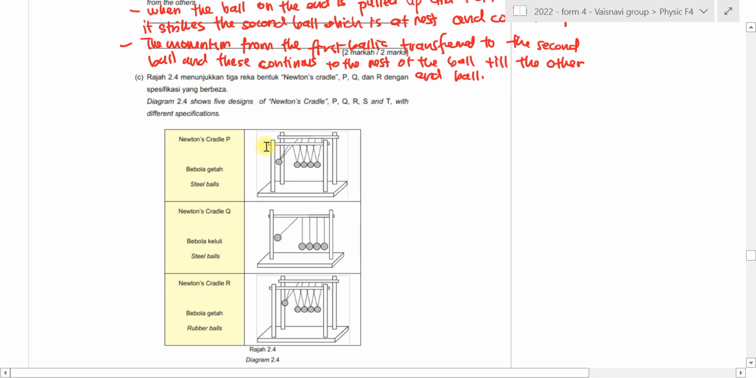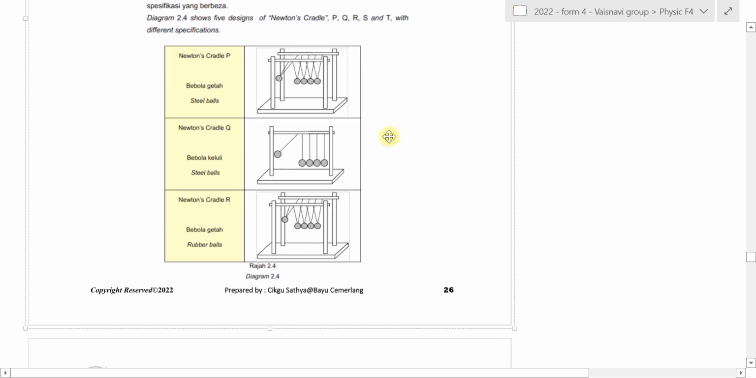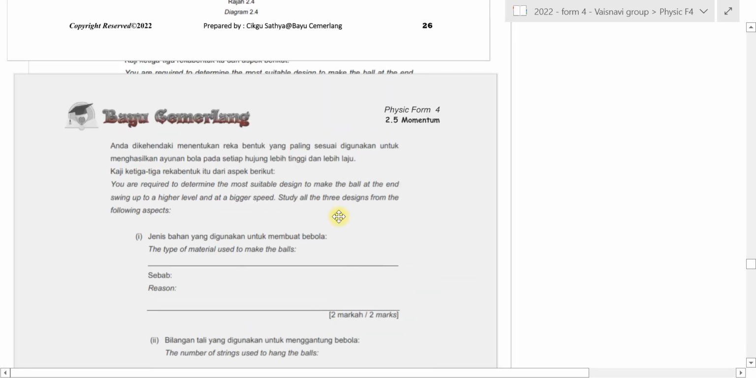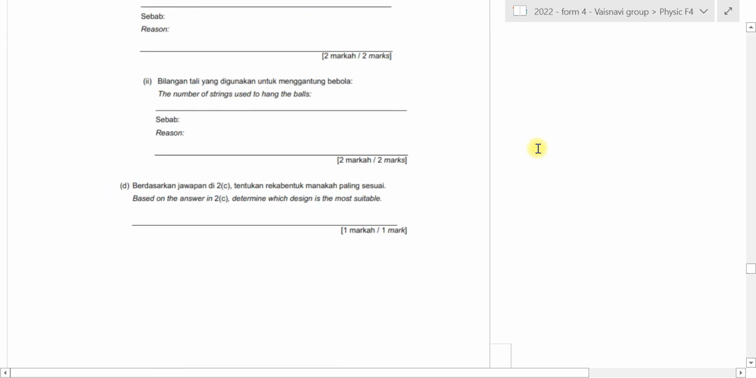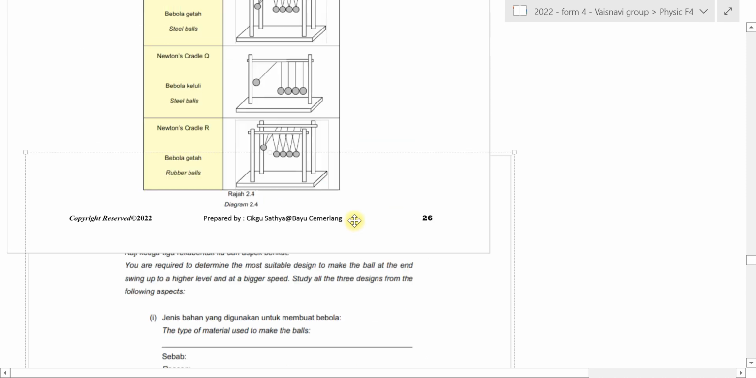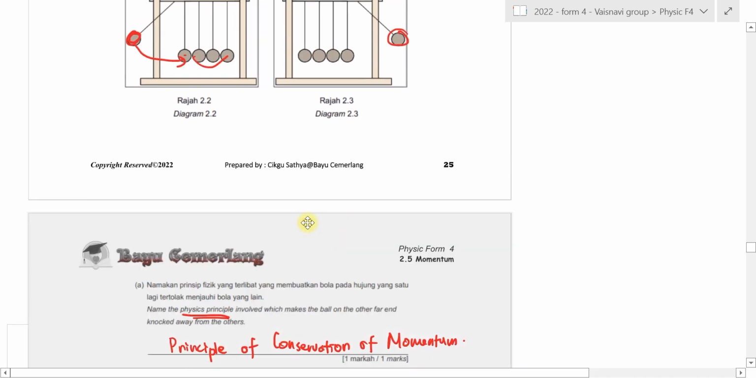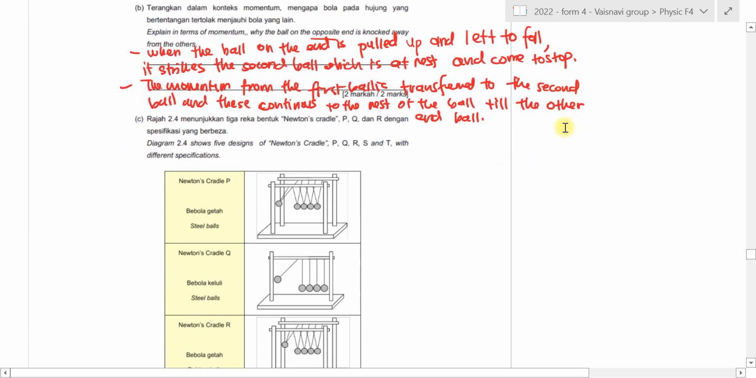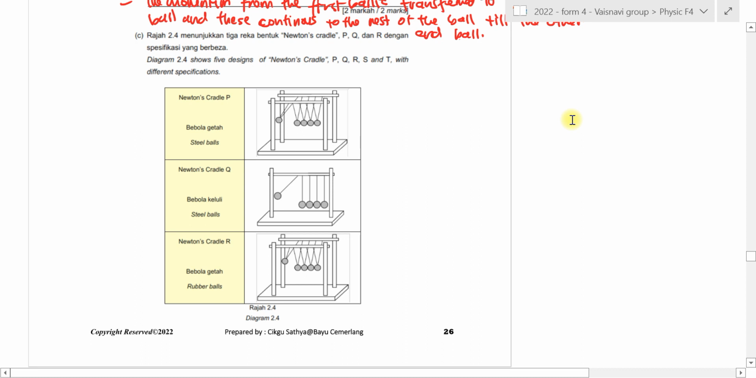Okay, saya rasa dekat sini. Newton's cradle experiment. Okay. Let's see this. We need to design. Okay, kejap. Dia lari kenapa? Okay. Saya rasa dekat sini dia lari. Okay. Right. Let us see here.